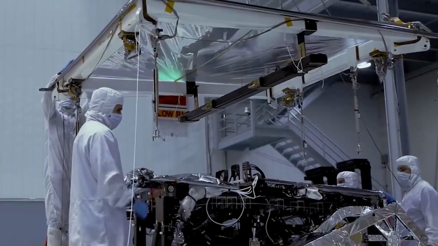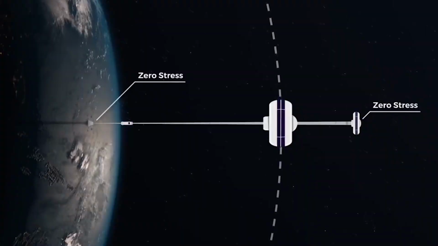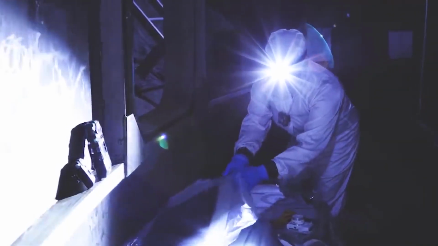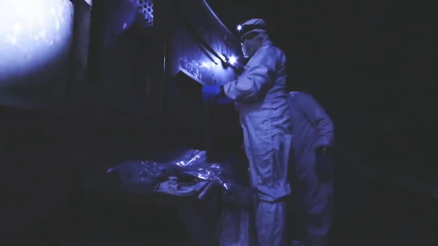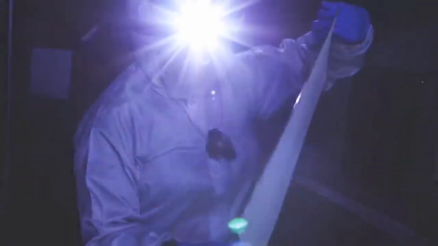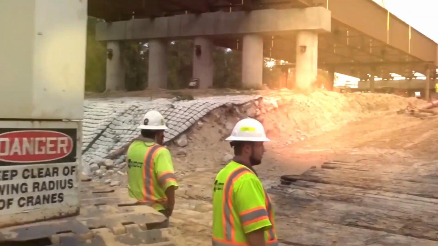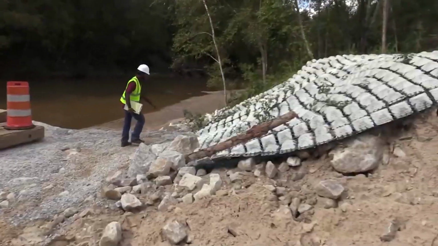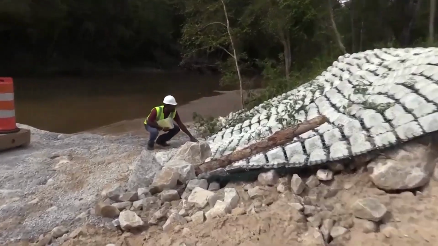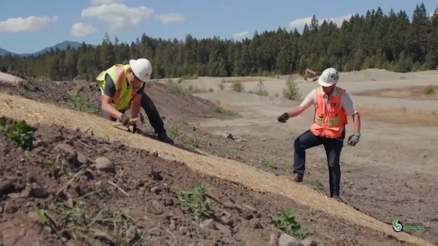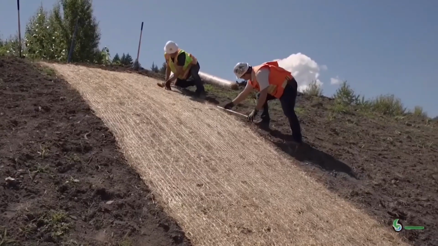Space elevator, a theoretical structure that connects Earth's surface to space, providing a means for efficient and cost-effective transportation of people and cargo into space. Soil erosion control system measures and techniques implemented to prevent or minimize soil erosion, such as contour plowing, terracing, or vegetation cover.